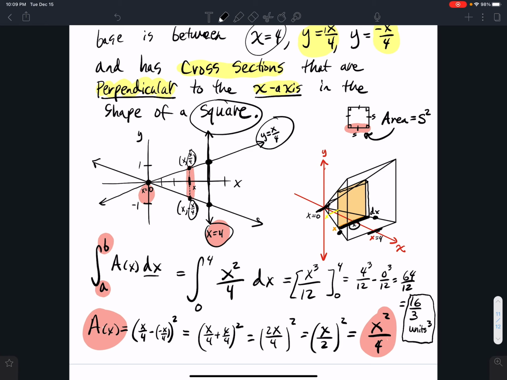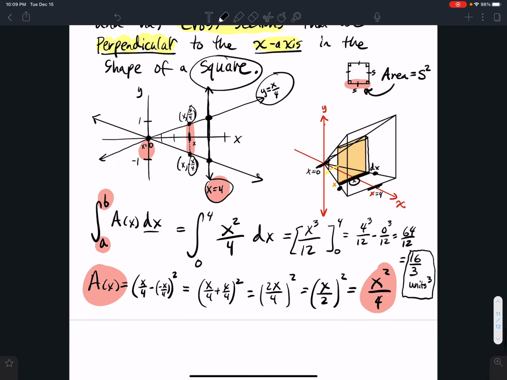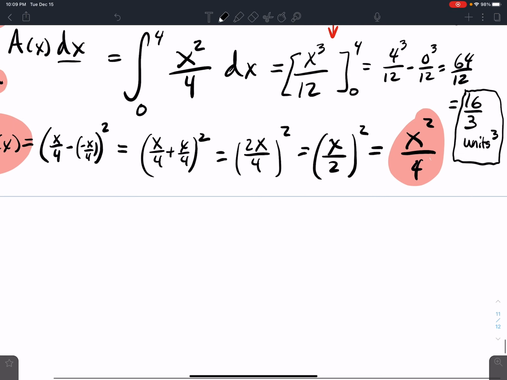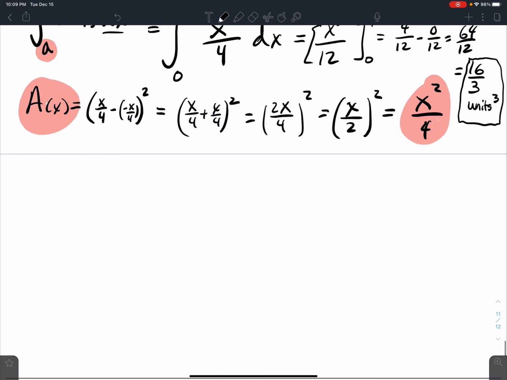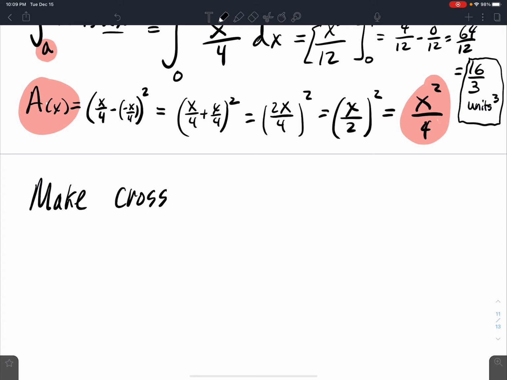Now, what if instead of squares, you had another shape? So maybe instead of squares, you had the cross-section be circles. Okay? So make the cross-section circles. So what's going to happen now?